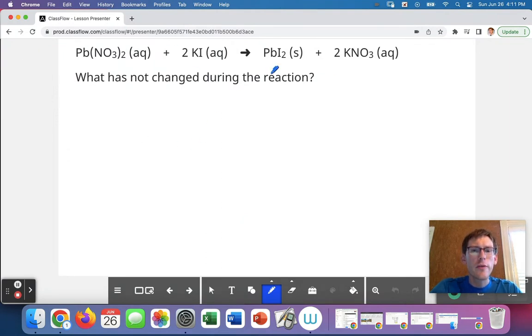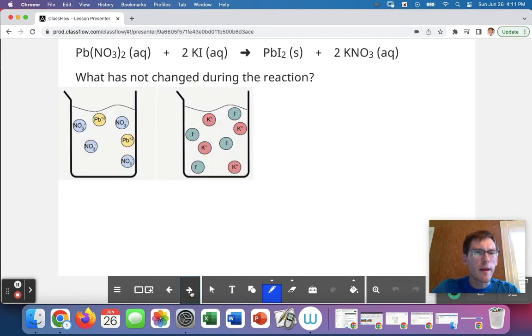Okay, so that solid, that yellow stuff, is the lead-2 iodide, and the potassium nitrate apparently remains dissolved. It says aqueous as a product. So let's look one step deeper into this. Let's look at the particle level.